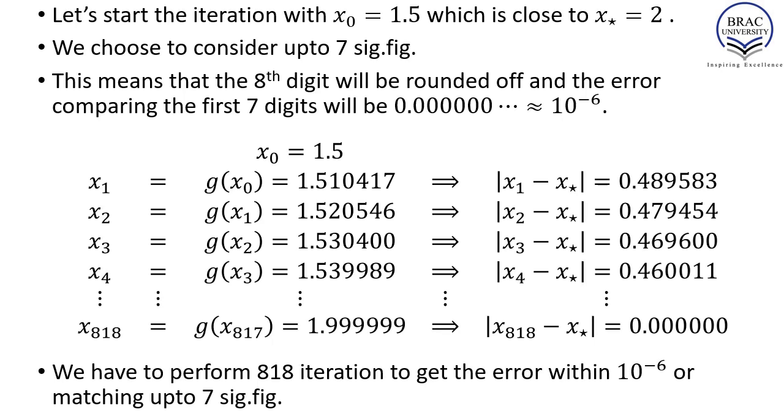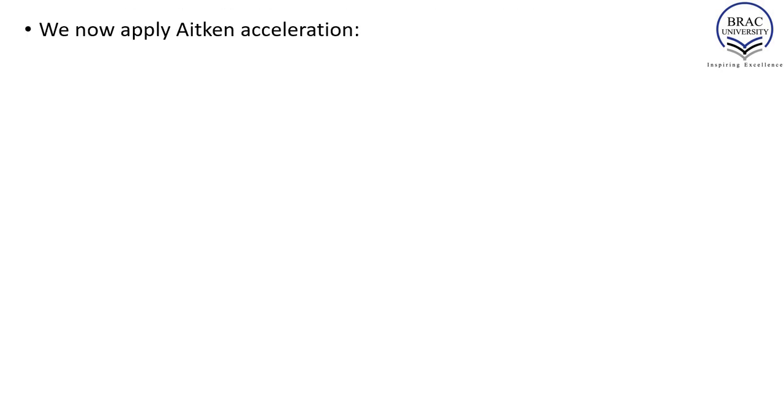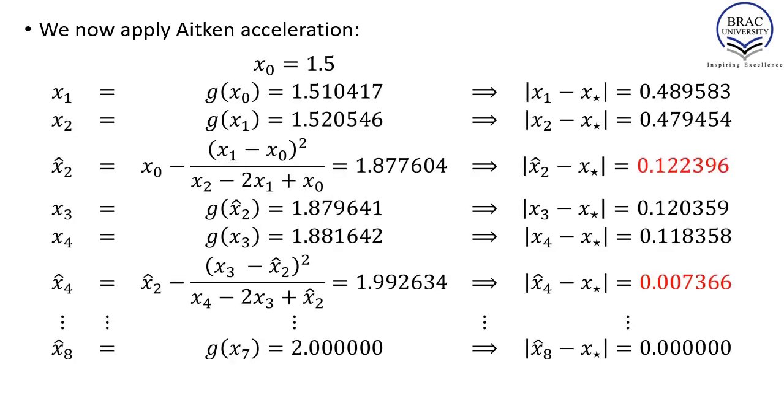Okay. And the Aitken acceleration tells us how to make it converge faster. So what do we do? Let's do the calculation again, including Aitken acceleration. We start from x0 equal to 1.5 and then compute x1, which is the same as in the previous slide, x2 exactly the same as the previous slide. Now we compute x2 hat. So x2 hat is from the Aitken formula, and you can see x2 hat is 1.877604. The error is 0.1222396, which was 0.4 something for x2. So it is very much reduced.